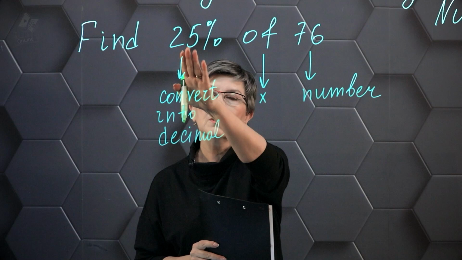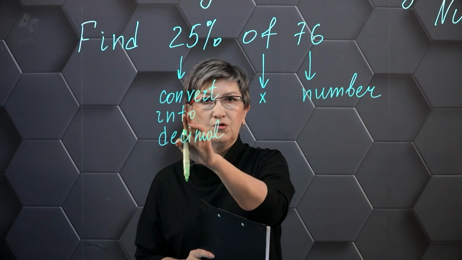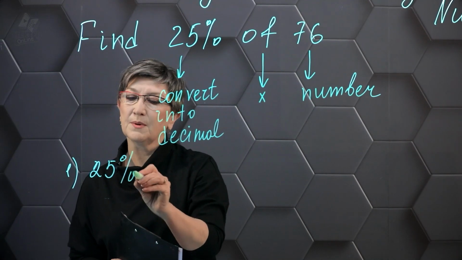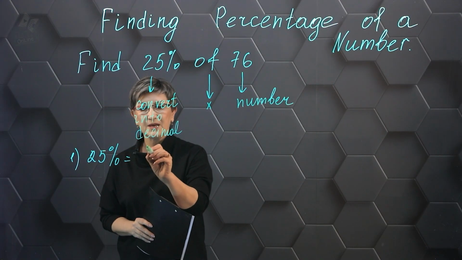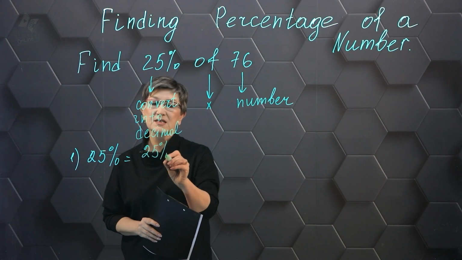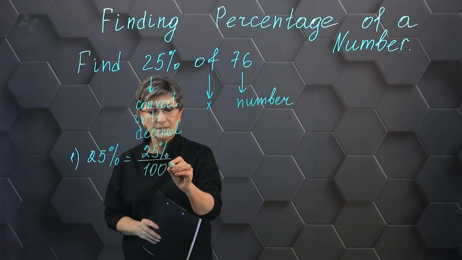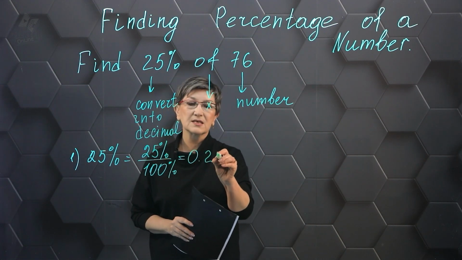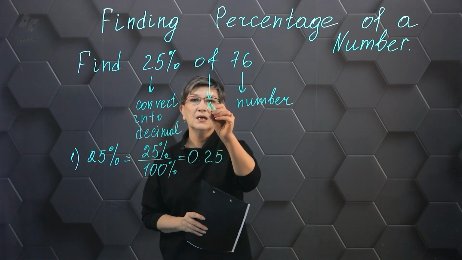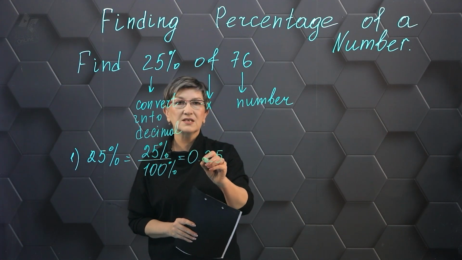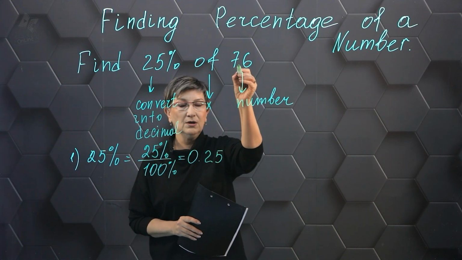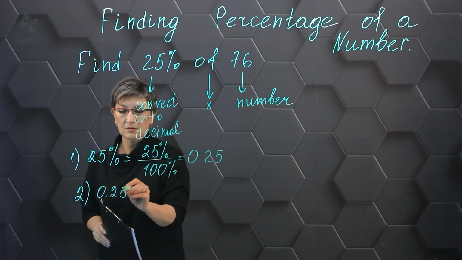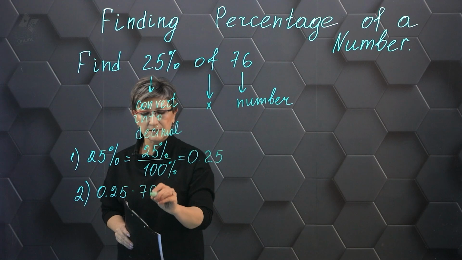Let's go to our example. 25% is converted to a decimal. Remember, to convert 25% to a decimal, you divide 25 by 100, and you end up with 0.25 hundredths. And then we multiply 0.25 hundredths by our number; the second action is 0.25 hundredths times 76.